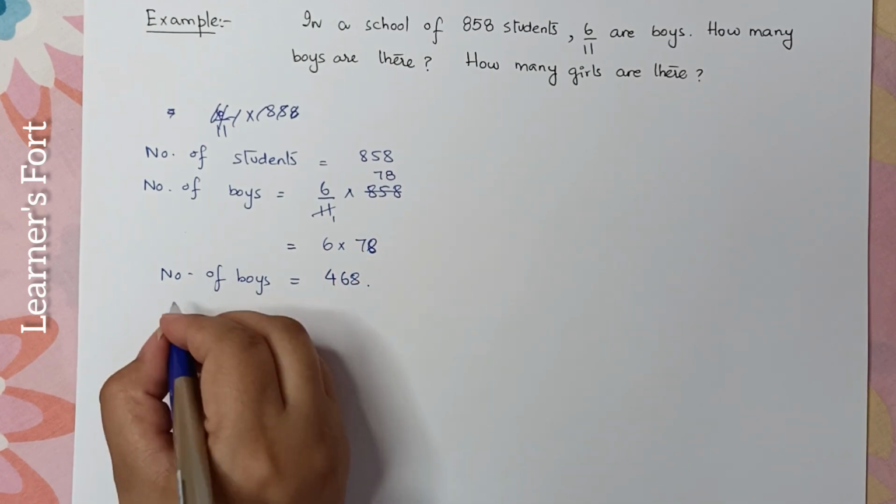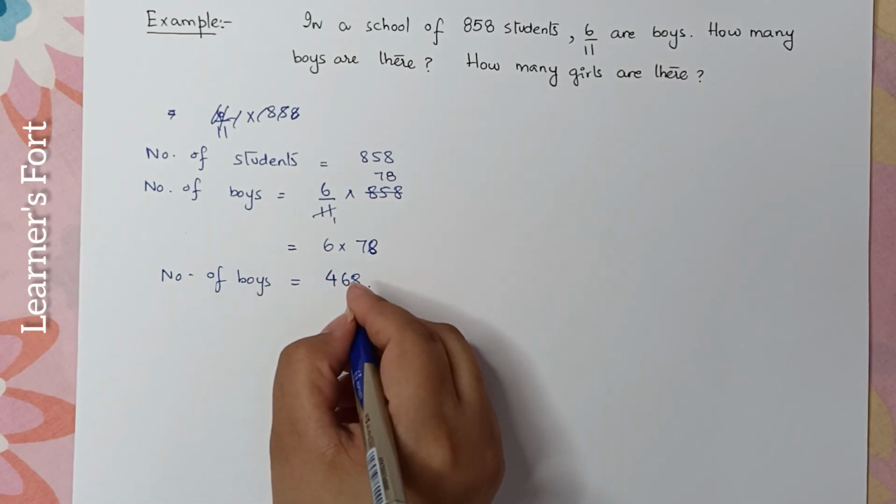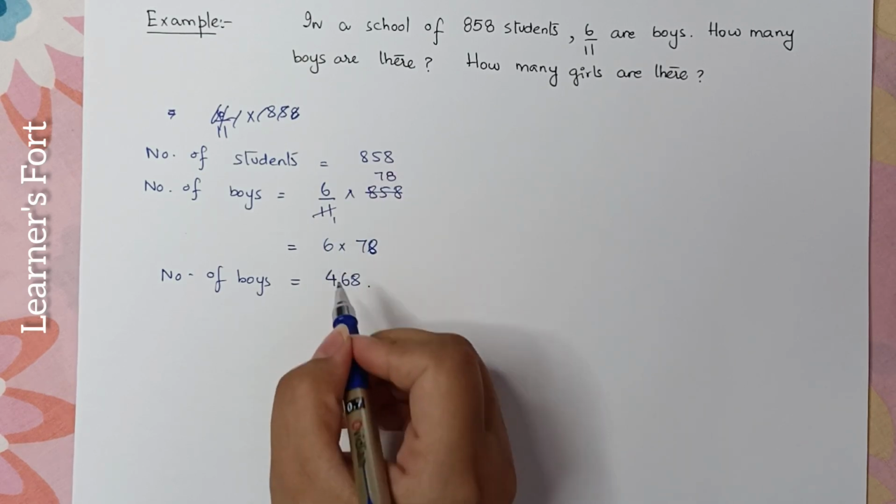468. Alright, so we have found out the number of boys. 6 upon 11 of 858 leads to 468.